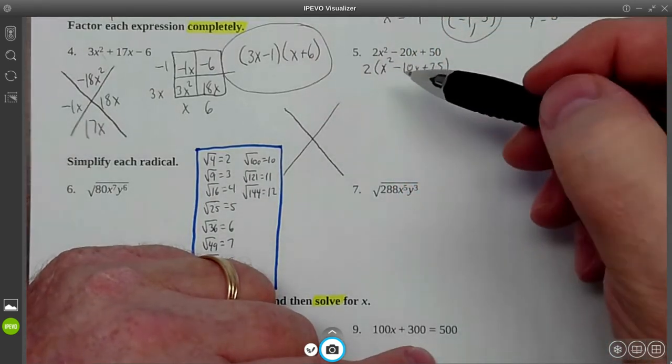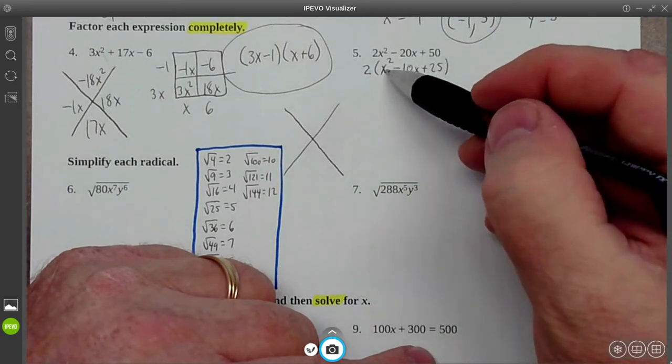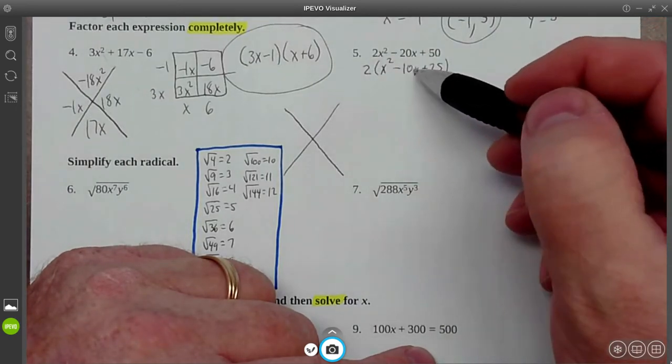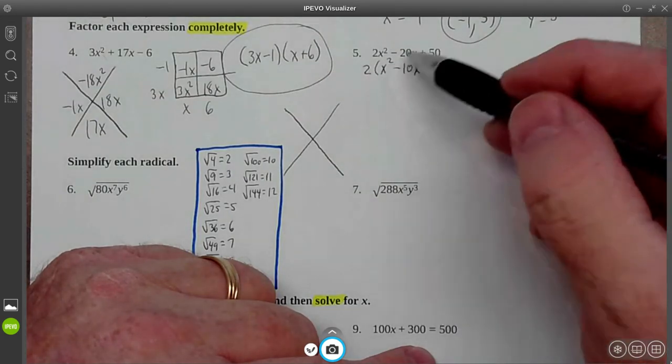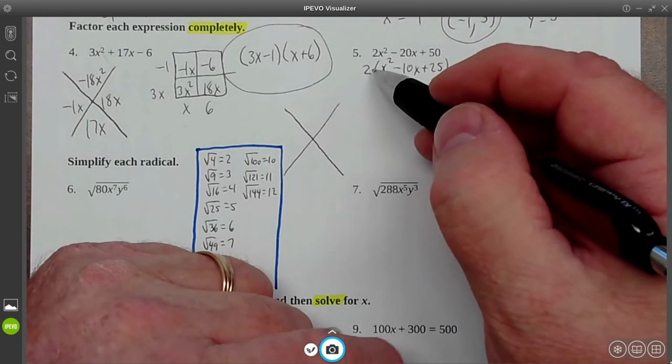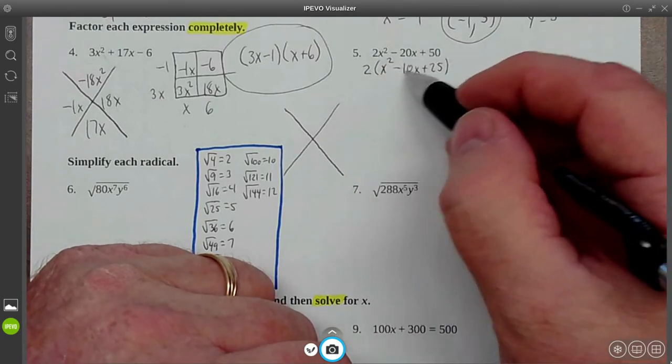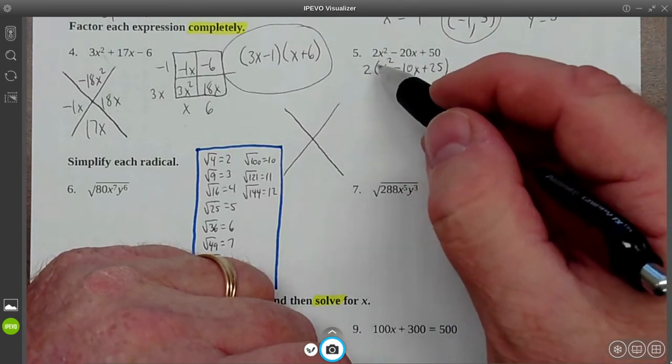Let's just check to make sure we did our math right. 2 times x squared is 2x squared. 2 times negative 10x is negative 20x. 2 times 25 is 50. So we're good. So now this 2 is going to be part of our final answer. But in order to factor this part, let's ignore the 2 for the time being.